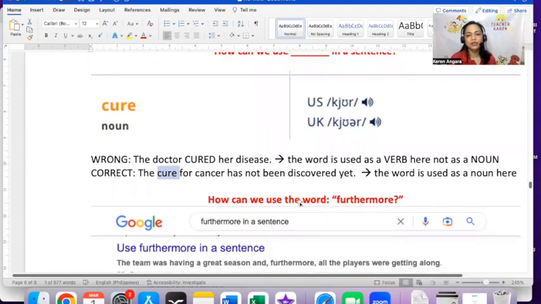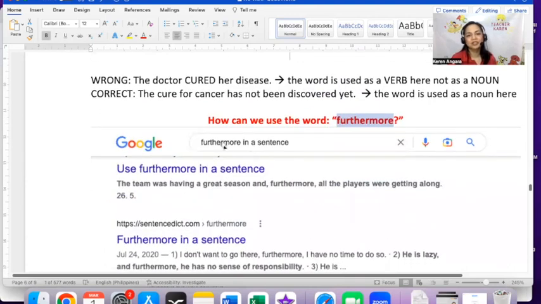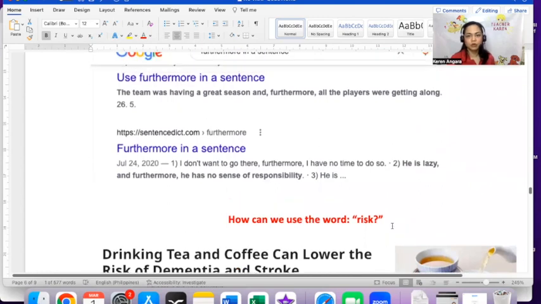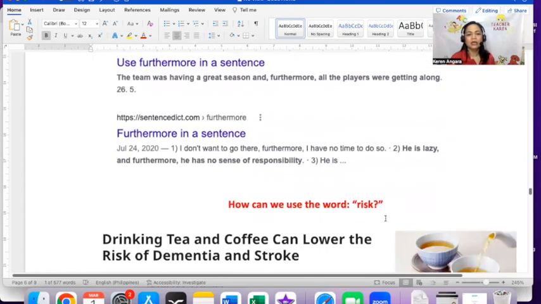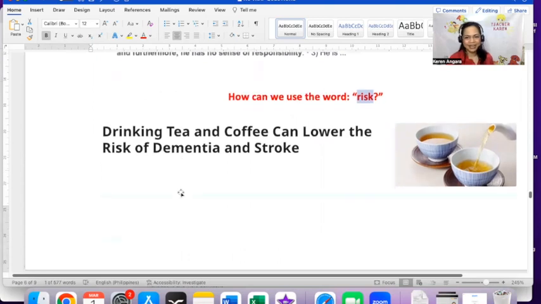Another example is, how can we use the word furthermore in a sentence? So you could get examples online, like furthermore in a sentence. This is what I searched. And then you could just copy and paste this. The team was having a great session. And furthermore, all the players were getting along, because furthermore means like moreover, right? Another example is, how can we use the word risk in a sentence? Let's say this one, drinking tea and coffee can lower the risk of dementia. So risk here is not used as a verb, it's used as a noun.